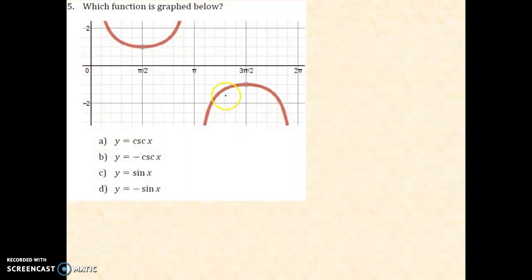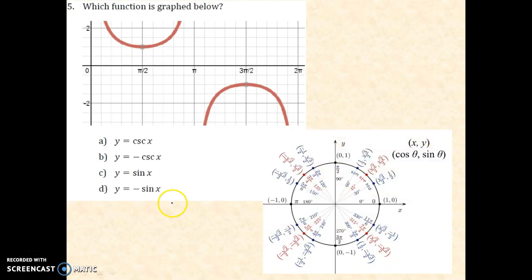Which function is graphed below? Is it sine x, or is it cosecant x, or is it negative cosecant x, or is it negative sine x? Well, most of us should know that sine looks like this, not like a bunch of different alternating U shapes. But we need to figure out if this is cosecant or negative cosecant.